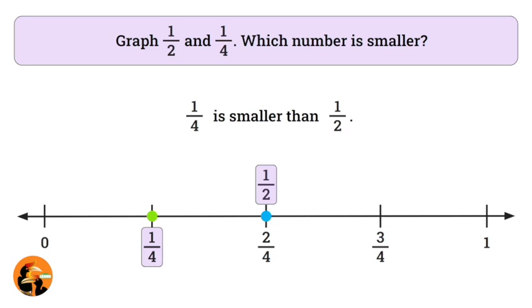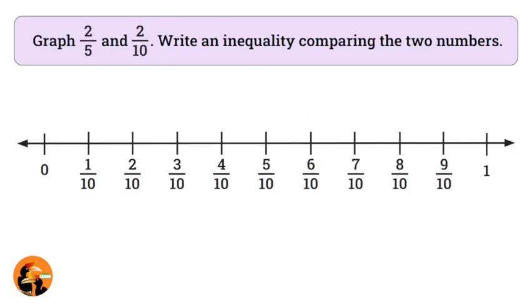Let's look at another example. This time we will graph 2/5 and 2/10. Then we will write an inequality comparing the two numbers. Since this number line is labeled with tenths, let's graph 2/10 first. 2/10 is located right here. Nice. Now, where do we graph 2/5? I don't see 2/5 anywhere on the number line.